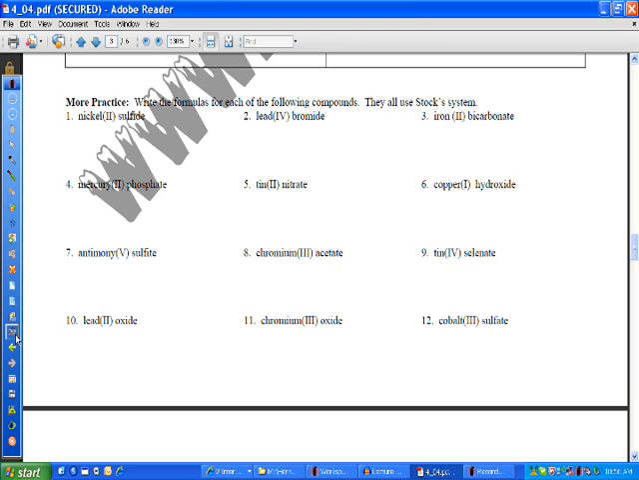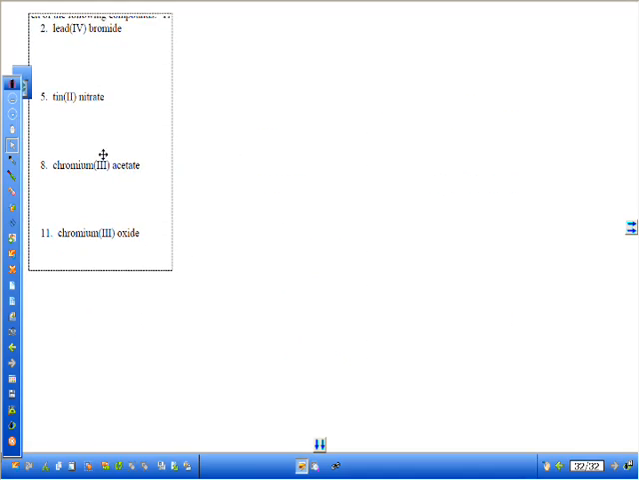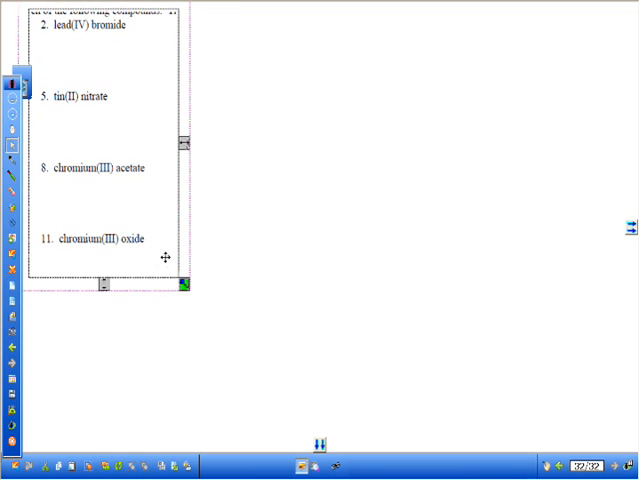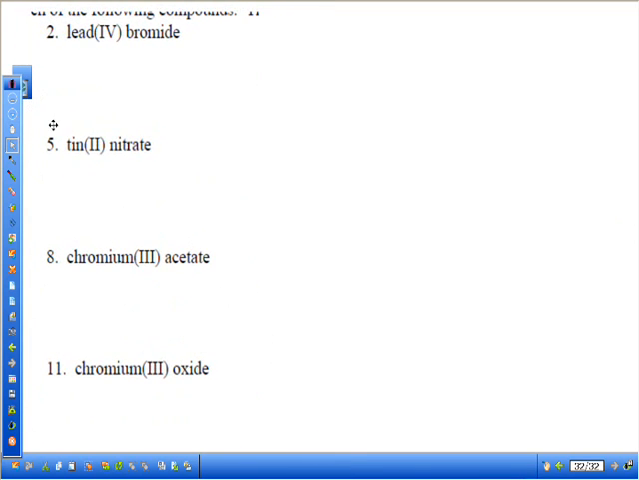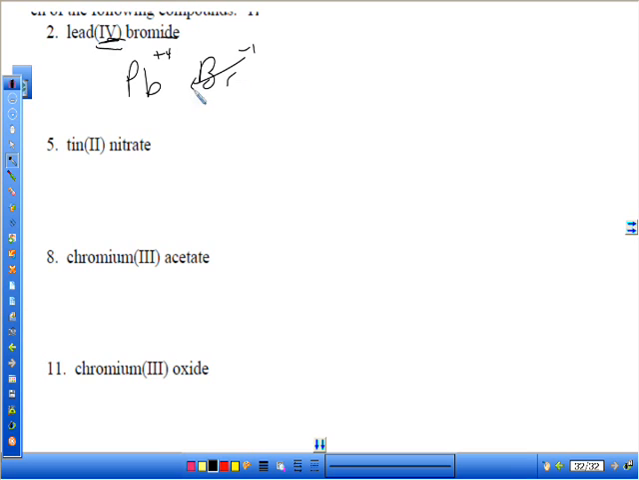All right, let's take a couple of these and practice. All right, so it says lead. Lead is Pb. Lead's one of those ones that is not actually a transition element, but it does have multiple oxidation states. So lead can be +2 or +4. Which one is it? Roman numeral 4 or +4. Bromide, IDE, -1. So we're going to crisscross: PbBr4.